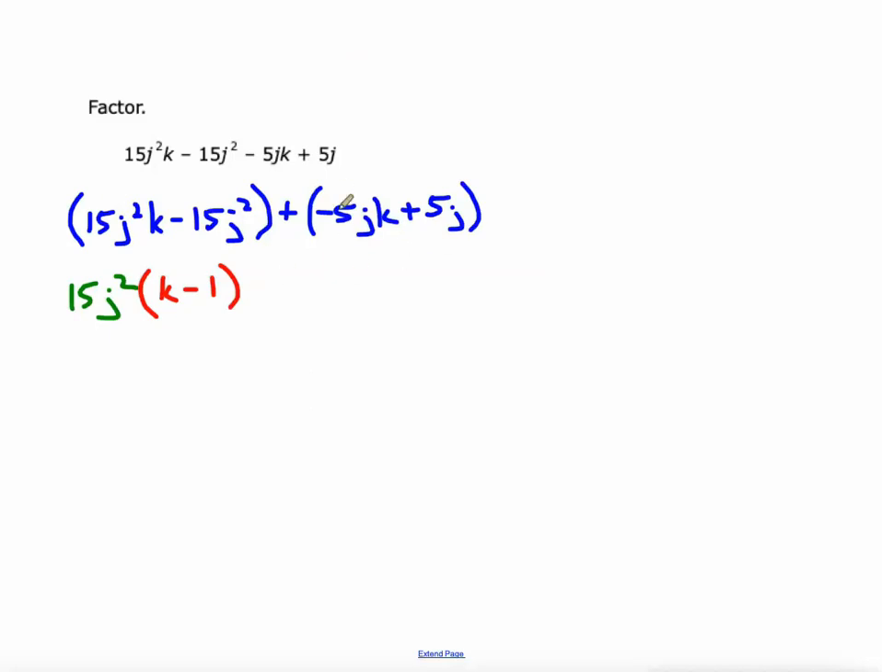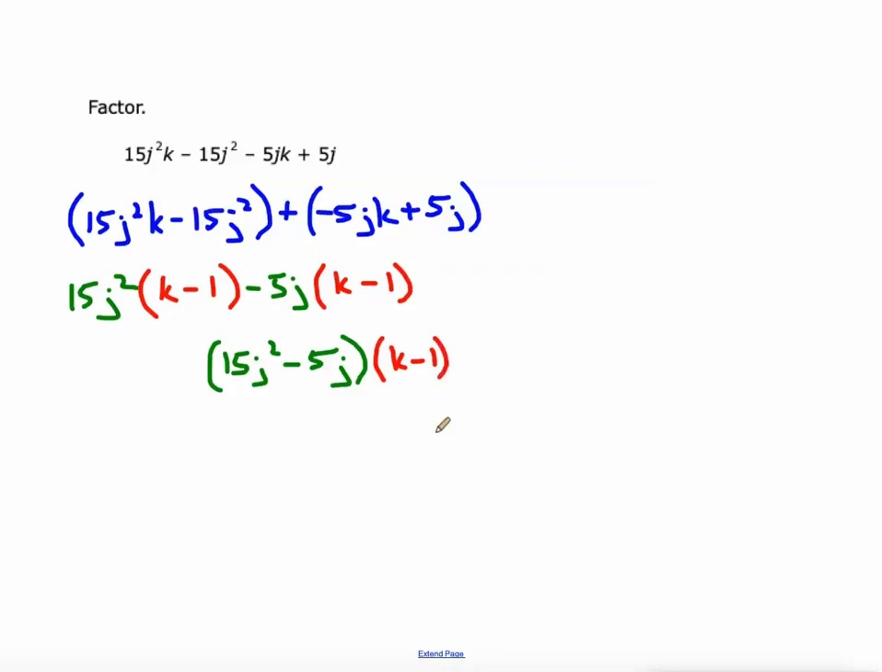Second group, they're both divisible by, I always have to take out that lead one. They're both divisible by 5 and j. Okay, negative 5j times k would be negative 5jk, and negative 5j times negative 1 would give us positive 5j. So we've got 15j squared minus 5j is one of our factors, and our other one is k minus 1. But you'll also notice that this first grouping, there's still a common factor that can come out of that, and that's that 5 and j.